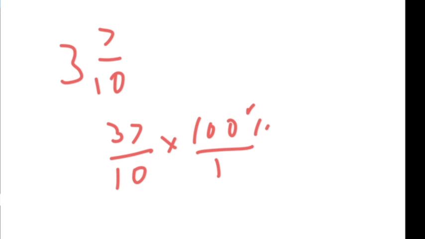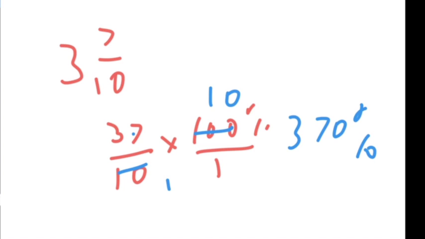When I do that, I can simplify right here. So it's 370%, because 37 times 10, and then you have 1 times 1. So 37 times 10 is 370, so 370%.